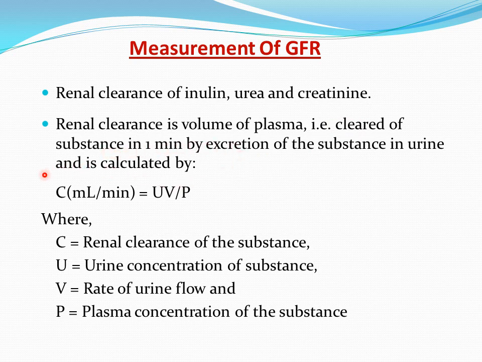The formula of the clearance is: clearance equals UV upon P. U means the urine concentration of that particular substance that you have injected, or of which you are measuring the clearance. Then V means the flow rate of the urine, and that is divided by P. P is the concentration of that substance in the plasma. So by this clearance rate, ultimately you can have an idea about the GFR.